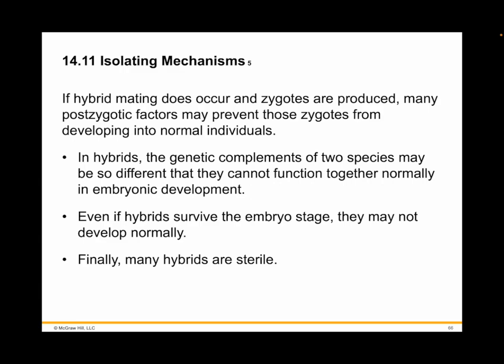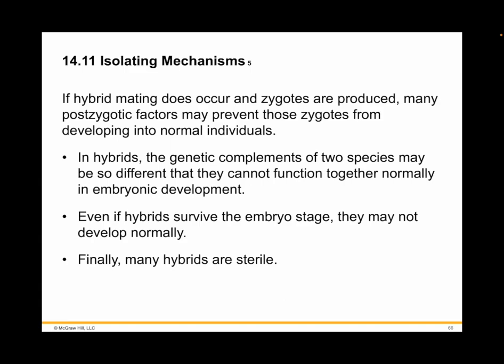If hybrid mating does occur and zygotes are produced, many factors may still prevent those zygotes from developing into normally functioning fertile individuals. In hybrids, the genetic components of the two species may be so different that they cannot function together normally in embryonic development. For example, hybridization between sheep and goats usually produces embryos that die in the earliest developmental stages.